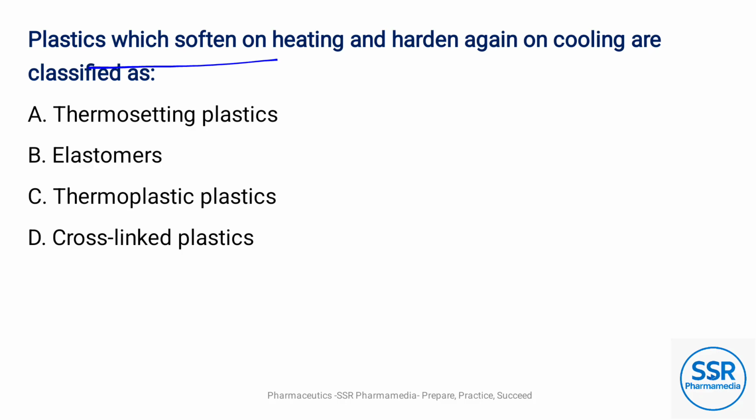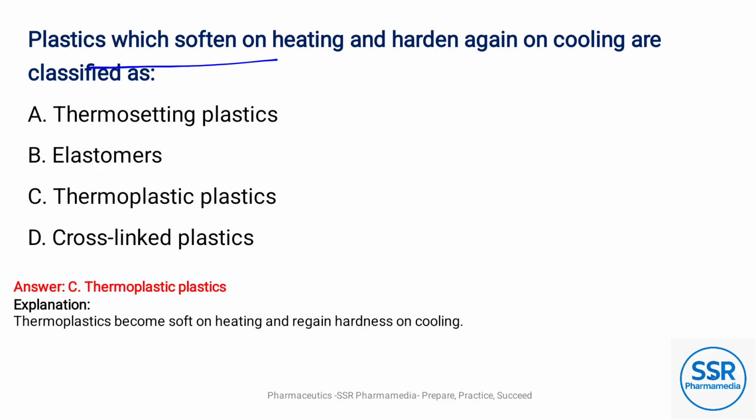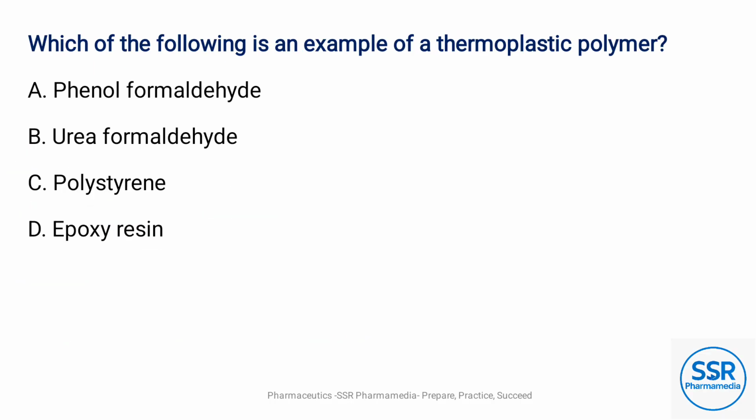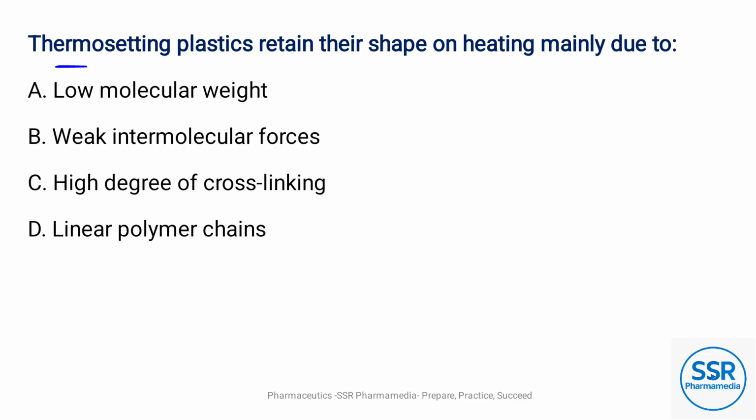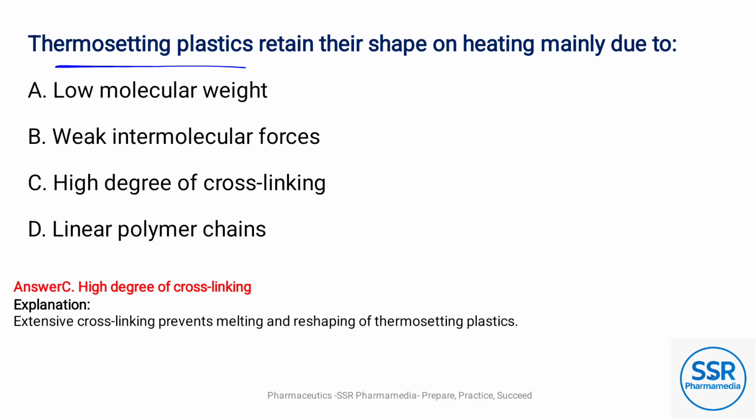Plastics which soften on heating and harden again on cooling are classified as, so option C, thermoplastics. Thermoplastics become soft on heating and regain hardness on cooling. Which of the following is an example of a thermoplastic polymer? Option C, polystyrene. So polystyrene is a thermoplastic. Phenol and urea formaldehydes are thermosetting plastics. Thermosetting plastics retain their shapes on heating mainly due to, so option C, high degree of cross-linking.